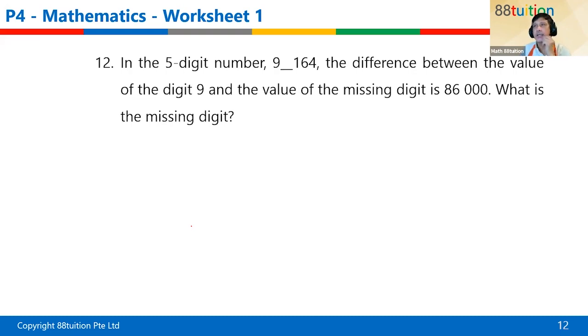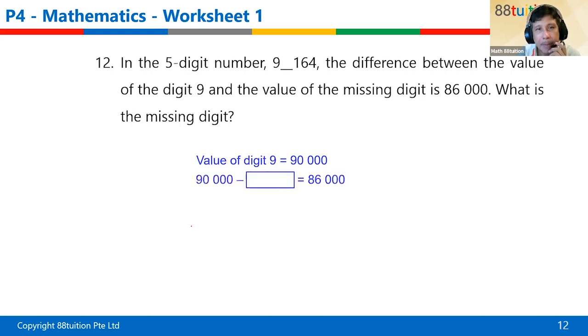Question 12. In this 5-digit number, you notice one of the digits is missing. And they tell you the difference between the value of the digit 9 and the missing digit. So the 9 is in the 10,000s place, so its value is 90,000. And the difference between this one and that missing digit, the value of that missing digit is 86,000. If you can't understand, you can actually create the equation based on what you read. So it actually looks like that. We are saying 90,000 minus this rectangle is going to give us 86,000. All right, this is what that sentence is all about.